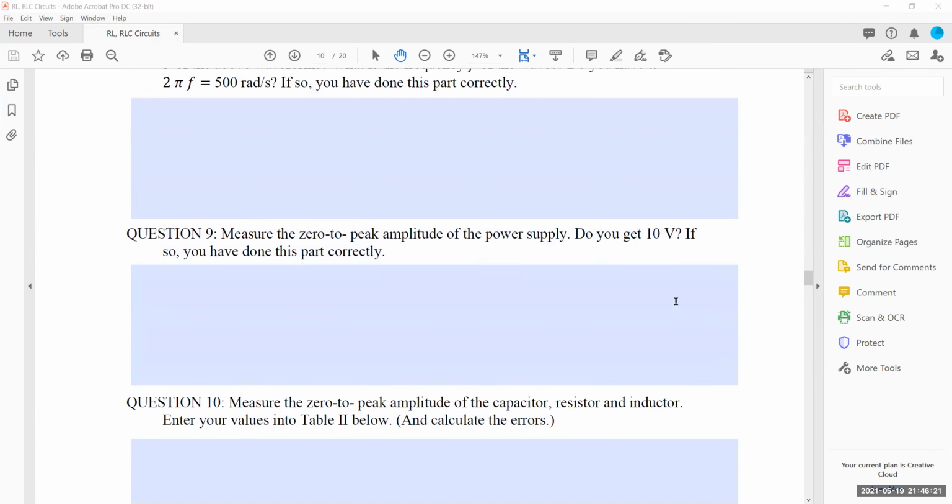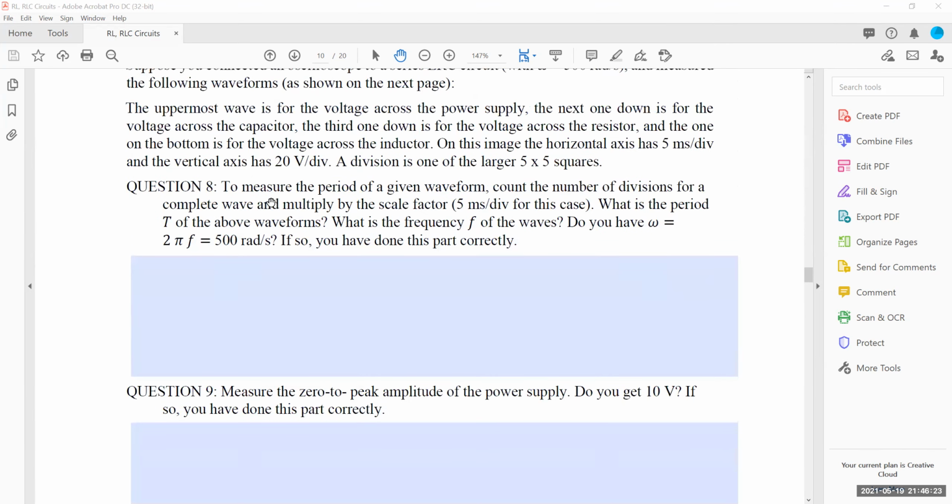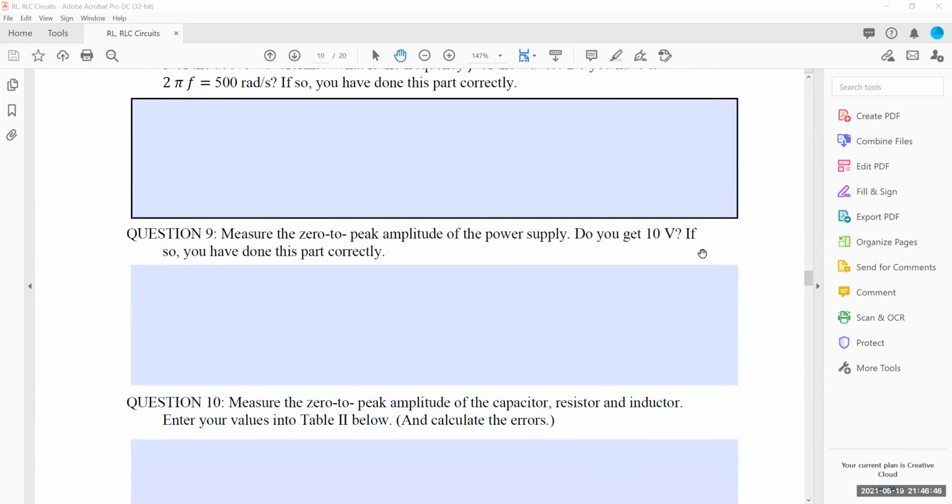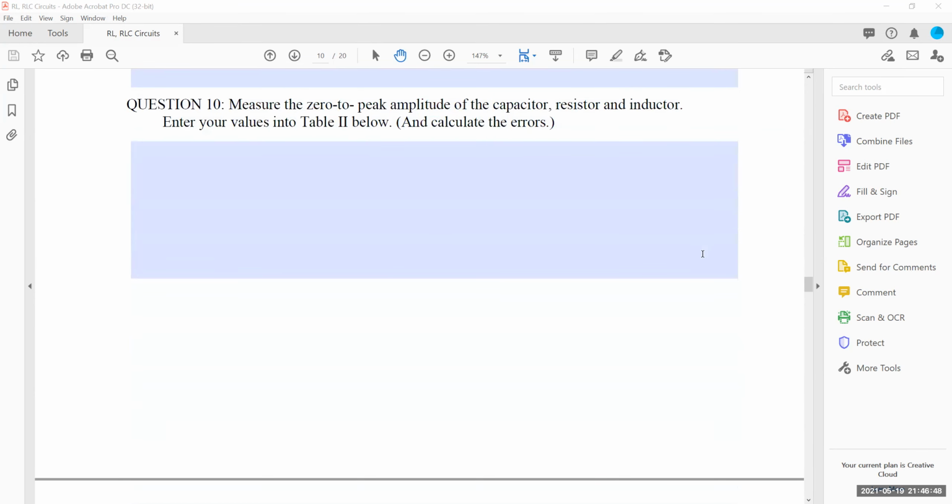Now you have this data, you're supposed to answer the following question. To measure the period of a given wavefront, count the number of divisions for a complete wave and multiply this by the scale of 5 milliseconds per division for this case. What is the period T of the above wavefront? What is the frequency F of the waves? Do you have omega equals 2 pi F, which is equal to 500 radians? If so, you have done this correctly. Basically, this is what the idea is.